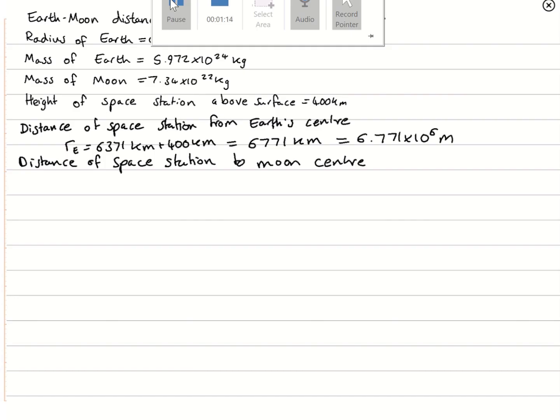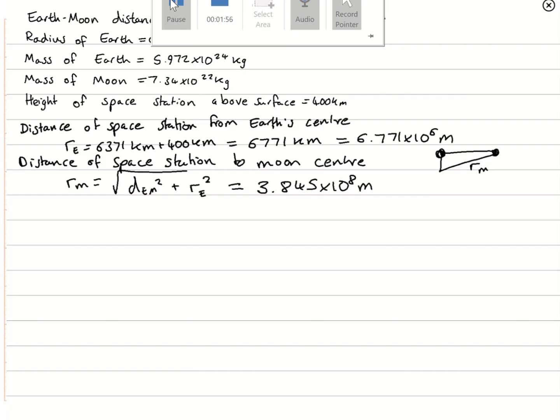There's the Earth, there's the Moon, there's the distance rm, and there's the space station over here. So rm is going to equal the square root of the distance between the Earth and the Moon squared plus the distance from the Earth squared. So when we substitute these in, we get 3.845 times 10 to the 8 meters. Let's see how similar it is to this number. They're very, very similar because there's not a lot different.